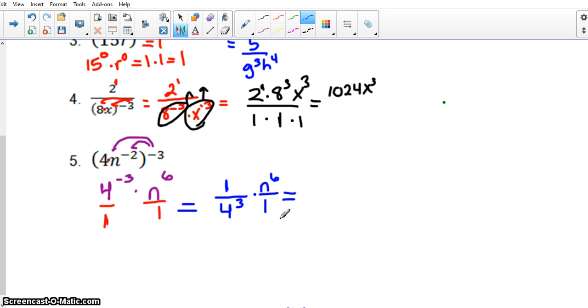So when I multiply straight across, I see that I'm going to end up with n to the 6th power, and then 4 to the 3rd on the bottom. And if I multiply out 3 copies of 4, that's going to give me 64. And then I'm going to have my n to the 6th power up top.